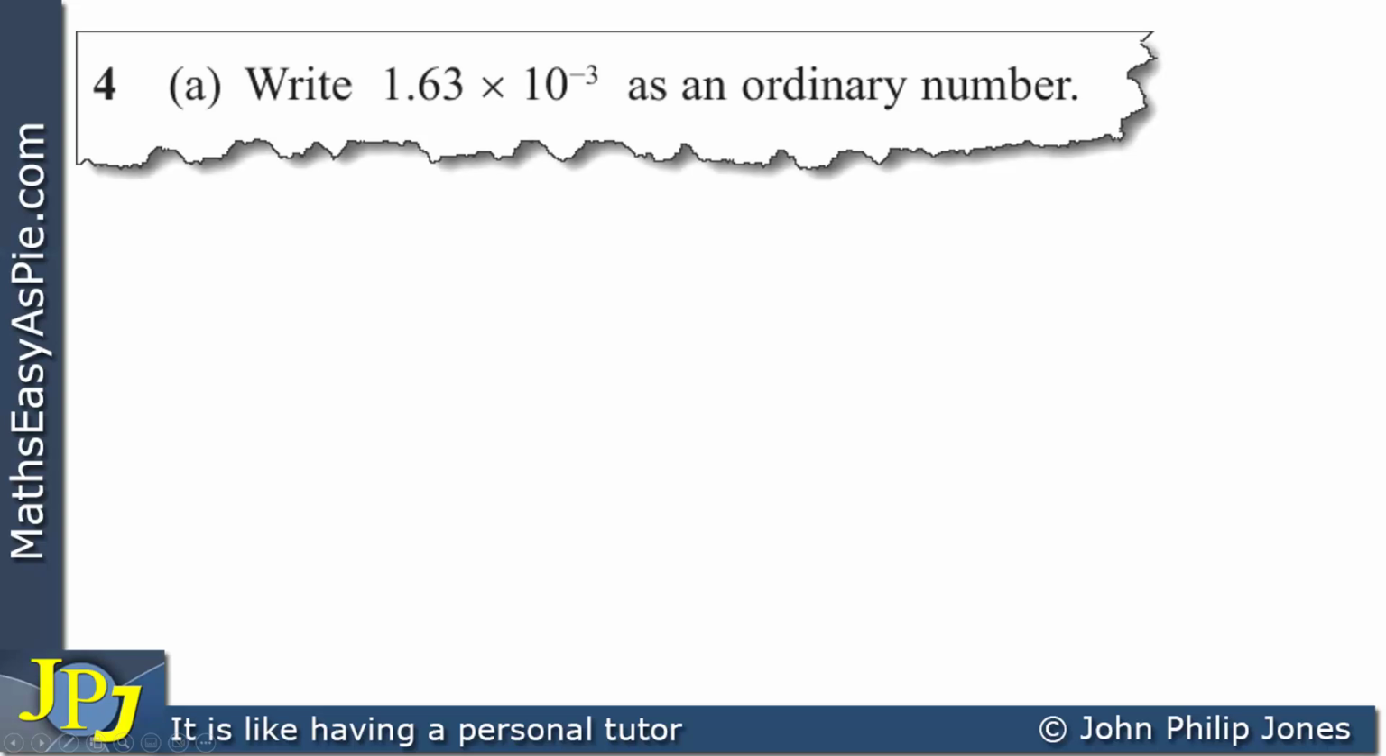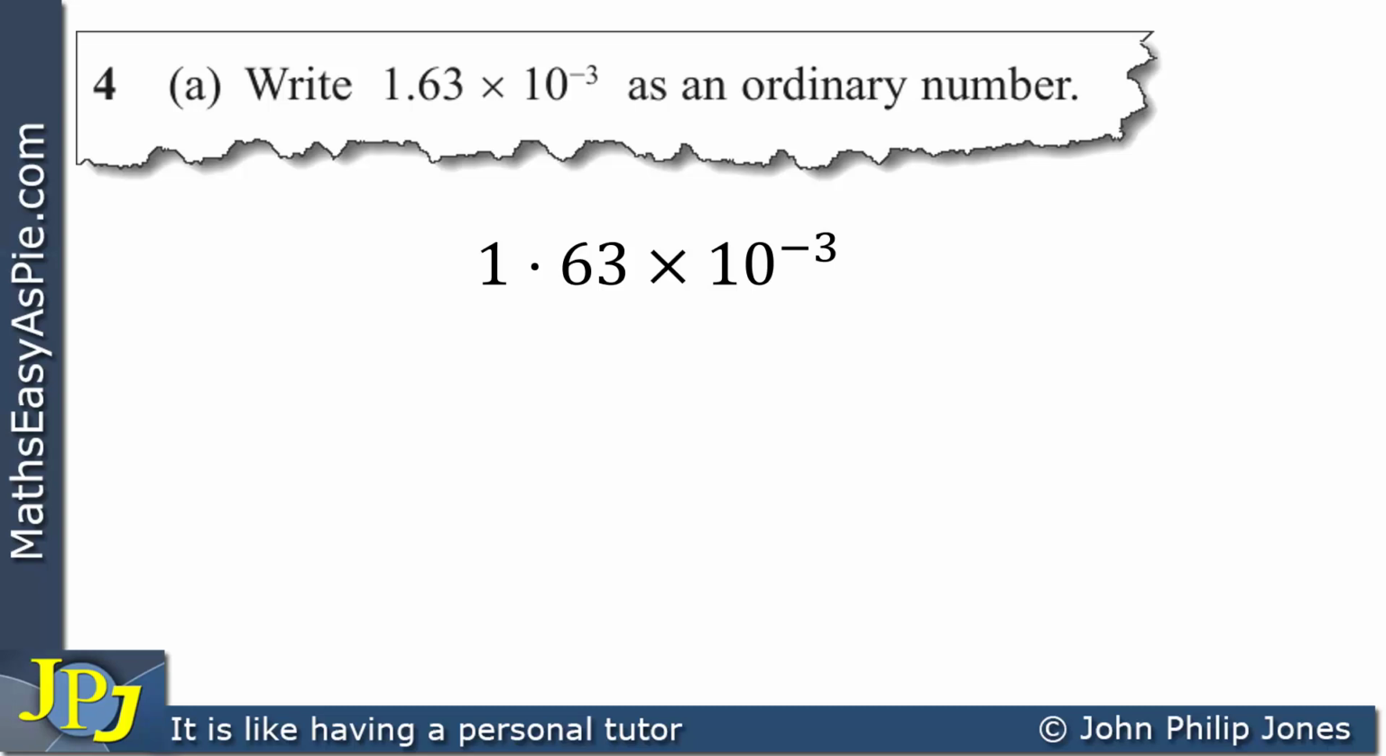Let's consider this examination question. It says, write 1.63 times 10 to the minus 3 as an ordinary number. Well, the first thing I'm going to do is to write down the 1.63 times 10 to the minus 3.